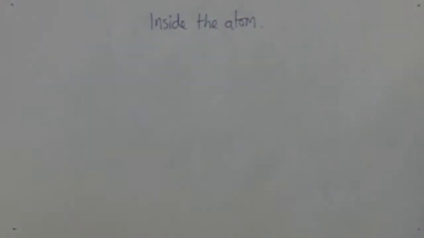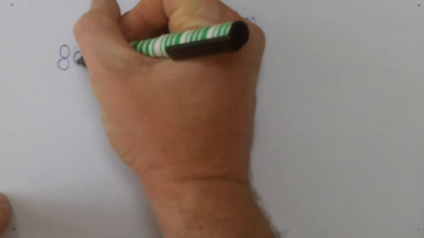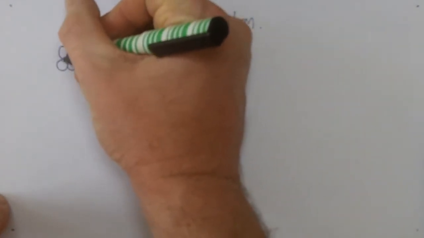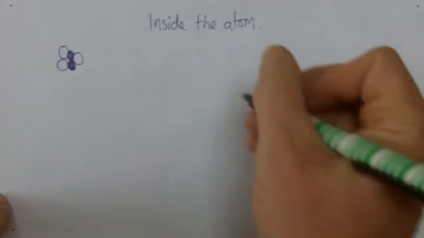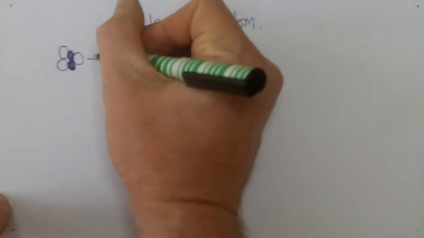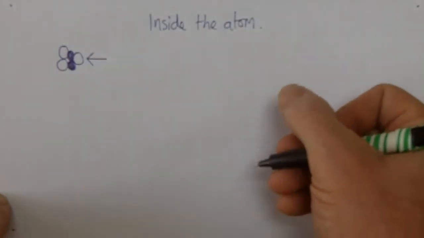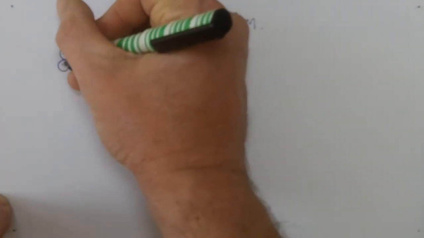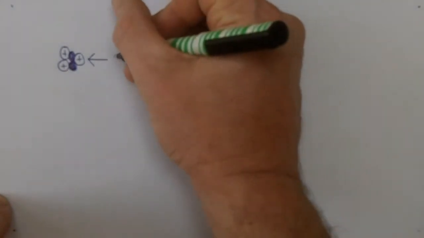So let's start with the idea of a nucleus. A nucleus consists of protons and neutrons, which are closely packed together. Now, the reason that a nucleus can hold together at all is due to something called the strong nuclear force. Because if you think of these 3 protons here, 3 protons all have the same charge, they're all positive.